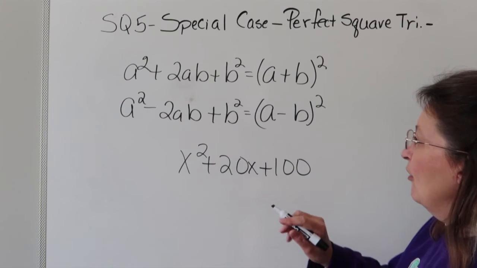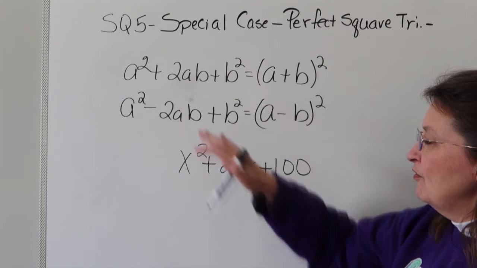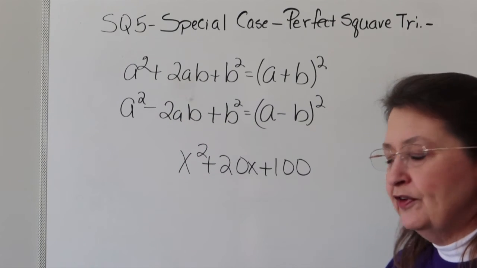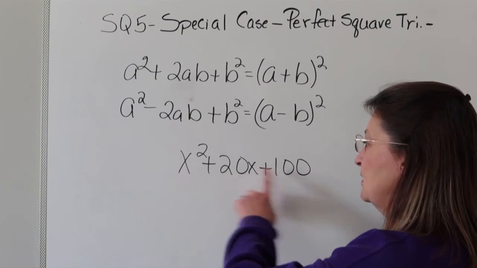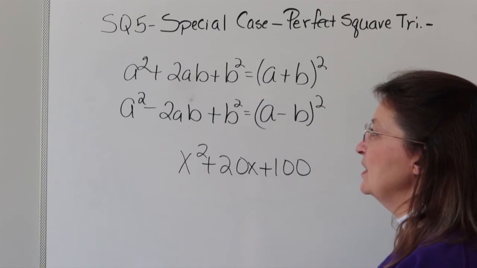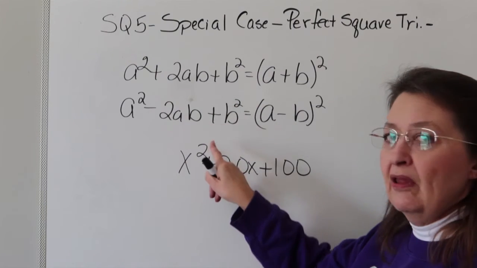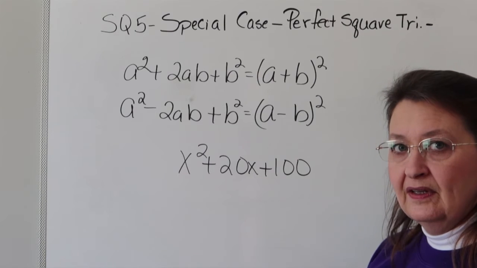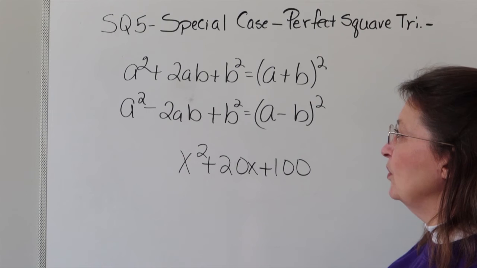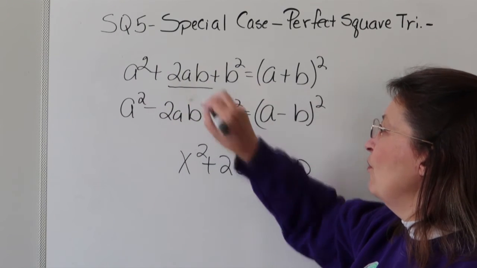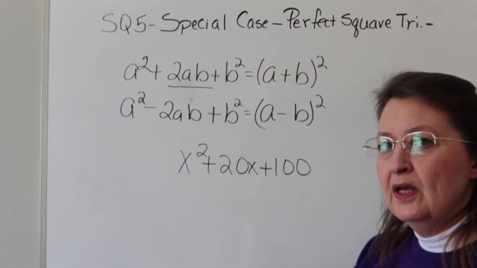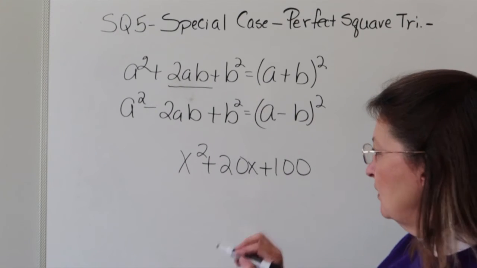So, first you have to see, does it match the formula? Well, this is what you look for. Is the first and last term a perfect square? Well, x squared is and 100 is. So that matches my formula here. Next, is the second sign a plus sign? Yes, it is. Those were easy. Now the middle part is a little bit more difficult. The middle part of each formula has to be equal to 2 times the square root of the first term times the square root of the last term.